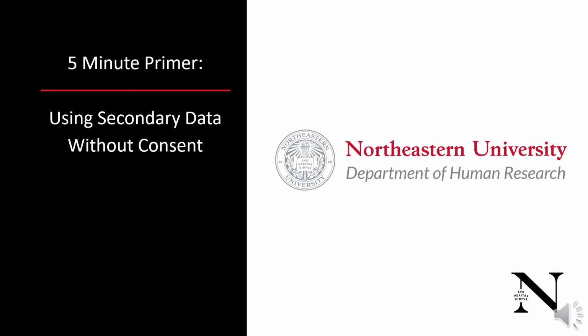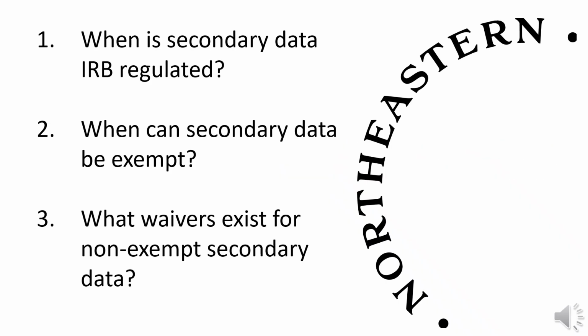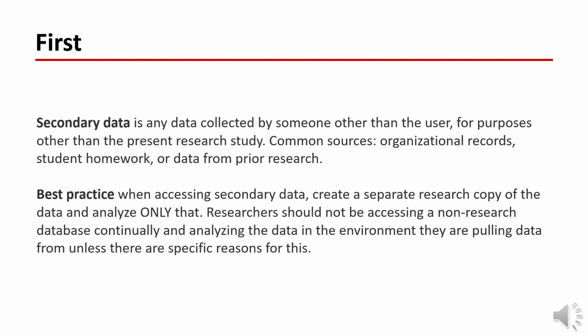This 5 Minute Primer will discuss secondary data and how you can use secondary data in research without participant consent. We'll start by looking at when secondary data is IRB regulated. Next, we'll look at when secondary data can be exempt from review using the exemption categories. And finally, we'll discuss what waivers exist for non exempt secondary data.